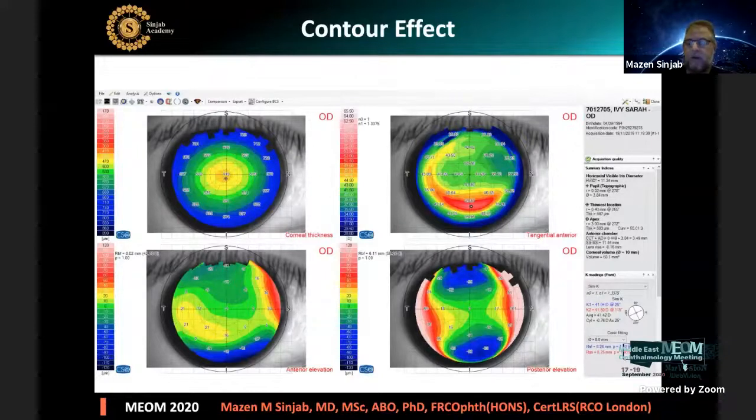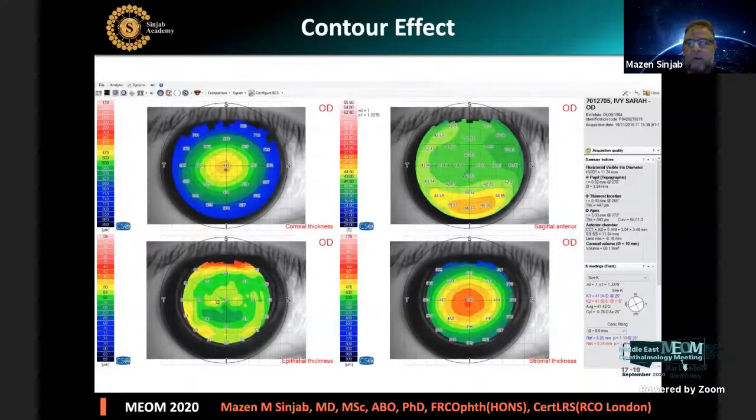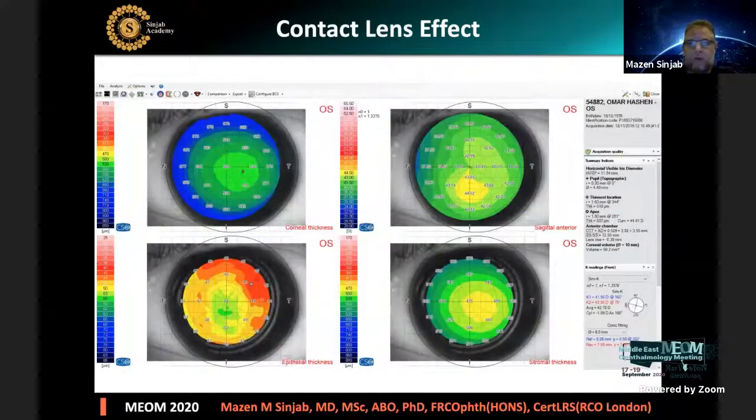It is decentered superiorly, and the computer will interpret the edge of this zone as if it is an elevated area. This is called the contour effect. Now we can differentiate this pattern from ectasia just by the epithelium. The epithelium is homogeneous and there is no thinning over this hotspot, so that means it is just a decentered optical zone. This is a contact lens effect: a hotspot on the anterior curvature map associated with thickening of the epithelium rather than thinning. So this is because of the contact lens.